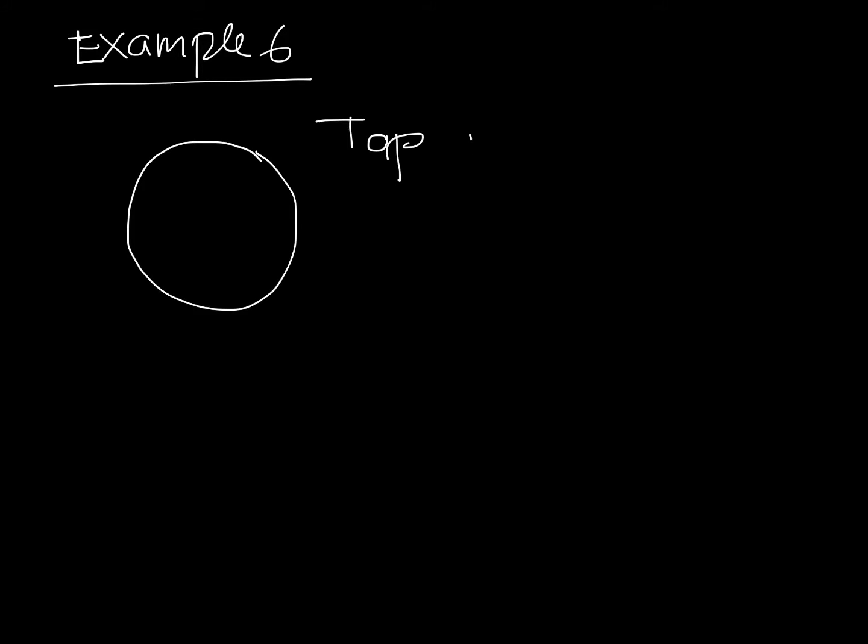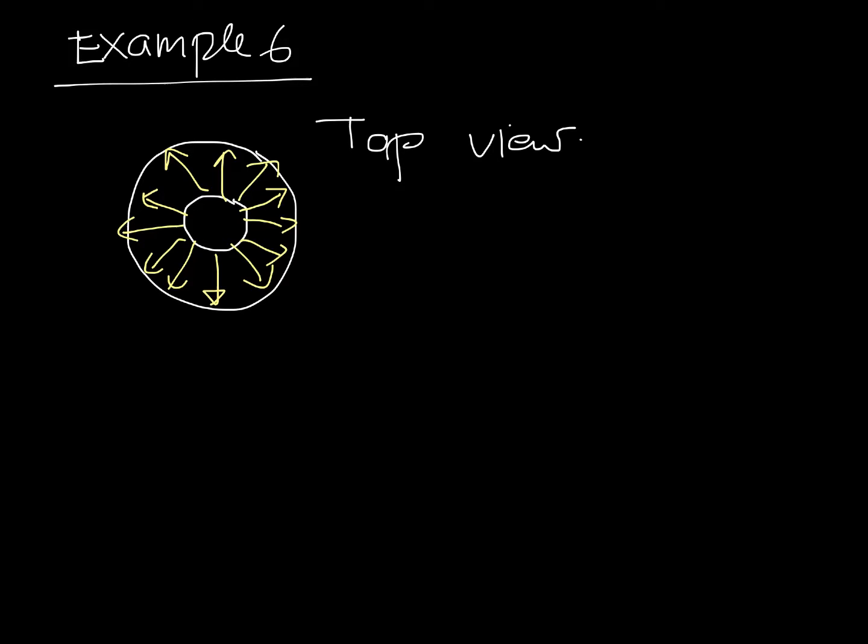Next is example number 6. A hollow conducting cylinder of length L has inner and outer radii RA and RB respectively. The resistivity is rho. If we look at it from the top view, it will be like this, with an inner and an outer radius. The current flows out radially in these directions.